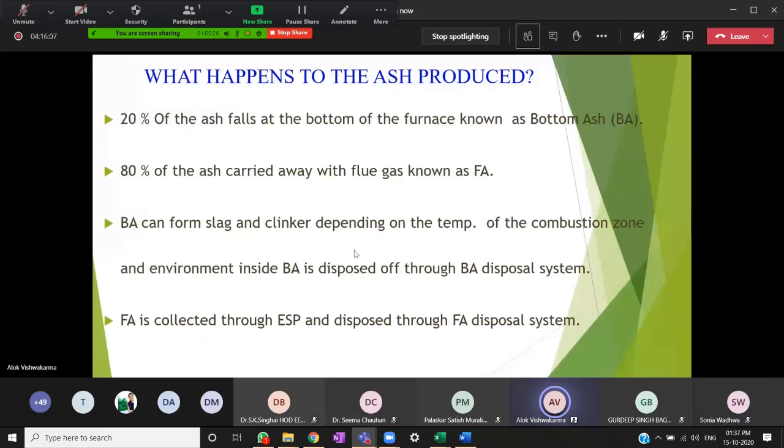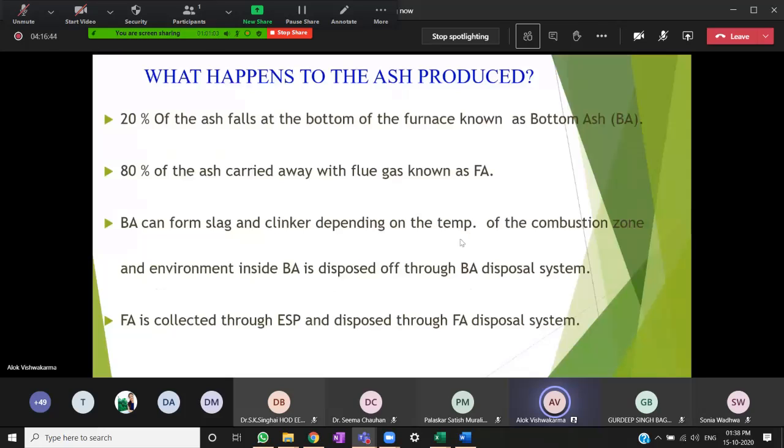So if you see, 20% of the ash below the furnace is known as bottom ash. These are relatively thicker, and 80% of ash is carried away by flue gases, so that is known as fly ash. Bottom ash can form slag and clinker depending upon the temperature. Suppose the temperature is X, at that time some clinker formation will be there. If the temperature inside the combustion zone is Y, at that time the condition will be different.